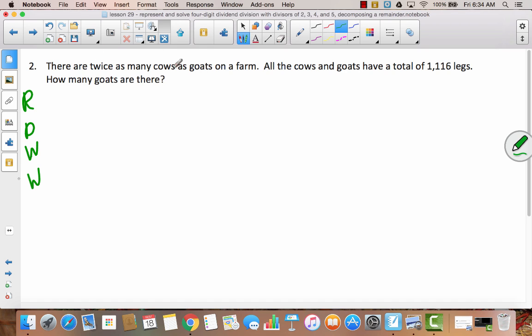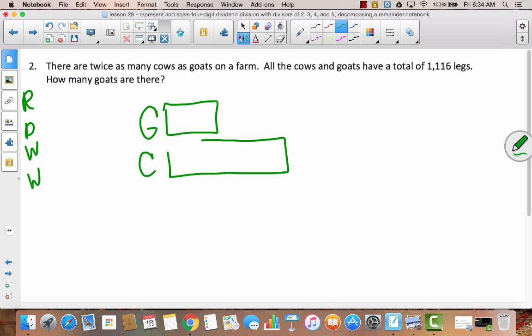There are twice as many cows as goats on a farm. All the cows and goats have a total of 1,116 legs. How many goats are there? Interesting. Okay, so first of all, I hear a comparison here. I hear that there are twice as many cows as goats. So here's my goats, and here's my cows. There are twice as many cows as there are goats, but I don't know how many cows and I don't know how many goats.